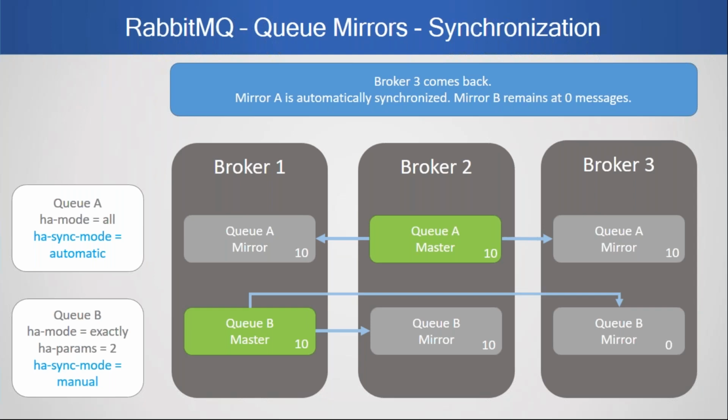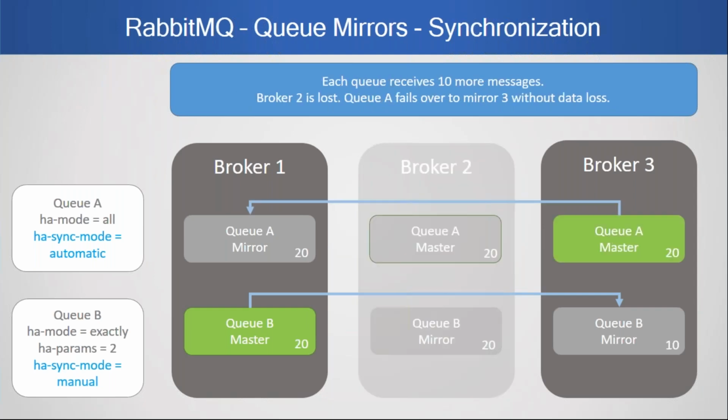Okay, so now we're back to redundancy of 2, whereas QB on broker 3 stays at 0 because the synchronization mode is manual. So right now nothing will be synchronized, which means that it does not contribute to redundancy for the existing messages. All new messages that come in will be routed to broker 3, but existing messages are not. So broker 2 fails, and we have QA, its master queue is on broker 2. It does a failover to broker 3 without message loss.